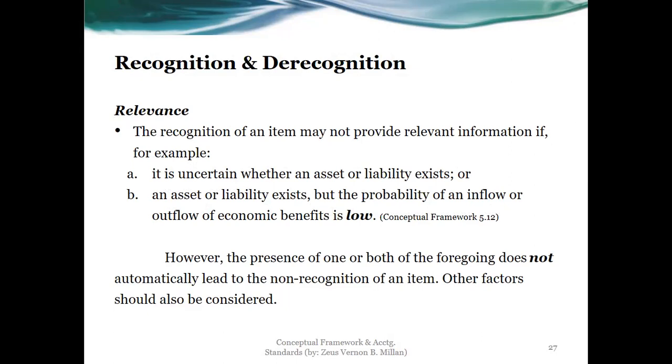So let us scrutinize this one. If we say probability, this means that the possibility of an item or an accounting element to happen or occur is greater than the possibility that such would not happen or occur. So for example, if a certain asset would exist at 51% and would not exist at 49% possibility, we have to recognize that because its probability of existing is greater than the possibility that it would not exist. I hope that is clear.